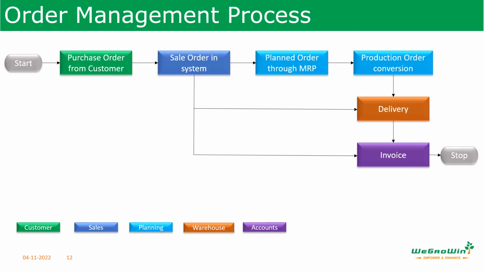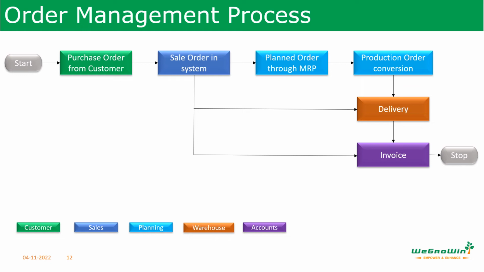This is the order management process. Order management means there is a purchase order coming from the customer that is entered as a sales order into SAP. It is converted into the planned order through MRP. Then it is converted to production orders. Then for the production order, we get the stock. Then the delivery is created, and then it is invoiced and goes to the customer.